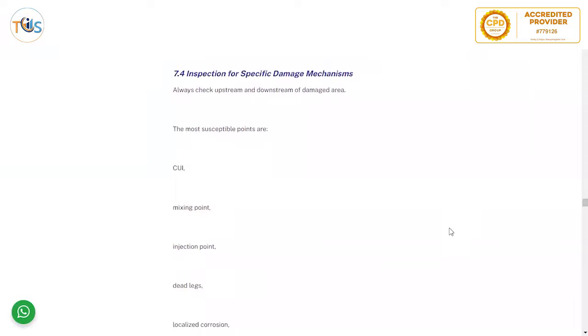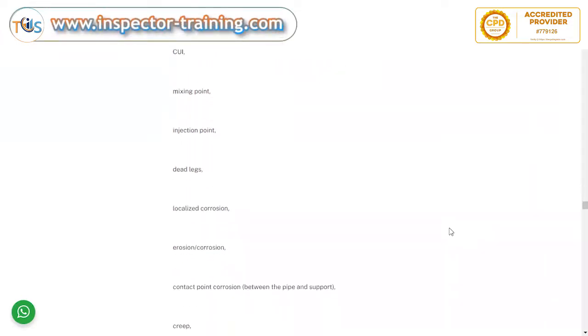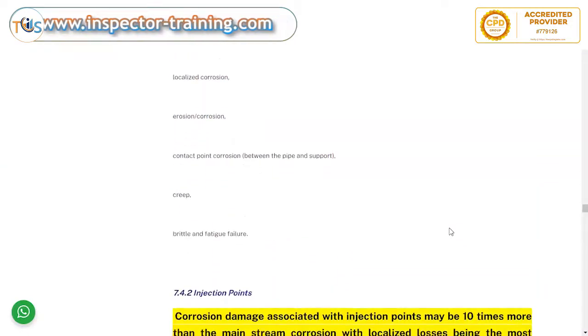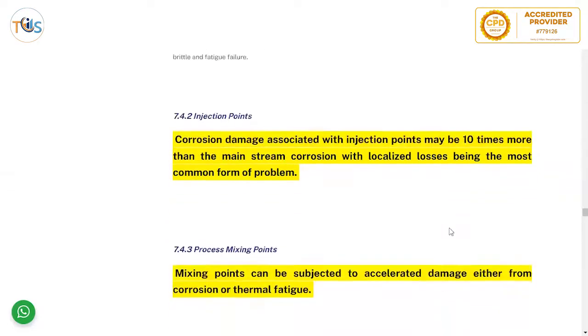Inspection for a specific damage mechanism. Always check upstream and downstream of damaged areas. The most susceptible points are corrosion under insulation, mixing points, injection points, dead legs, localized corrosion, erosion corrosion, contact point corrosion between the pipe and support, creep, brittle, and fatigue failure.